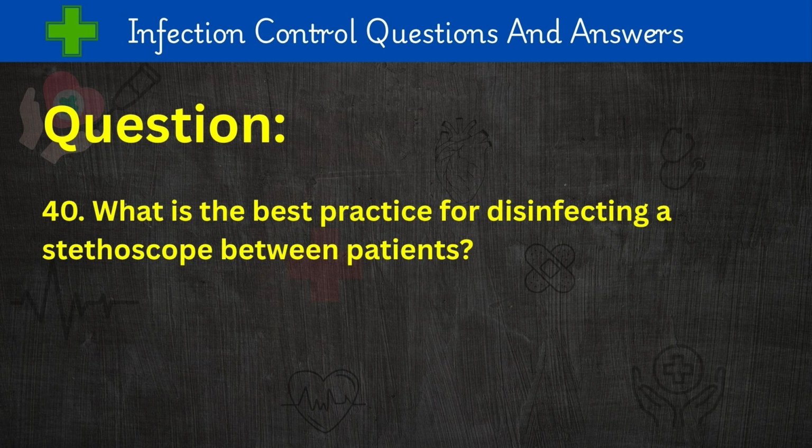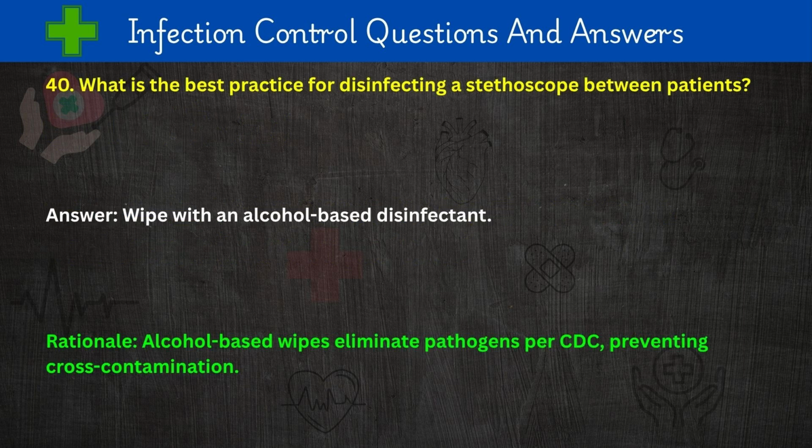40. What is the best practice for disinfecting a stethoscope between patients? Answer: wipe with an alcohol-based disinfectant. Rationale: alcohol-based wipes eliminate pathogens per CDC, preventing cross-contamination.